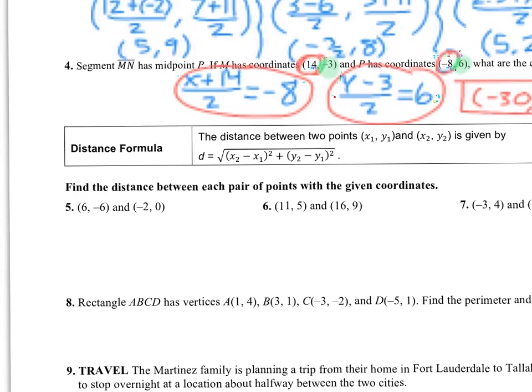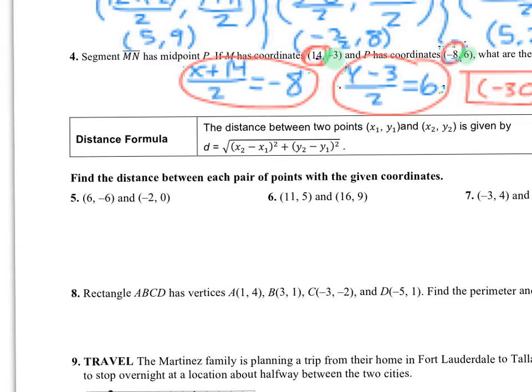All right, the distance formula is just the Pythagorean theorem. So let's say you have 2 points and you want to know the distance between them. So what you would do is basically make a right triangle. Find the x distance, find the y distance, and do the Pythagorean theorem.